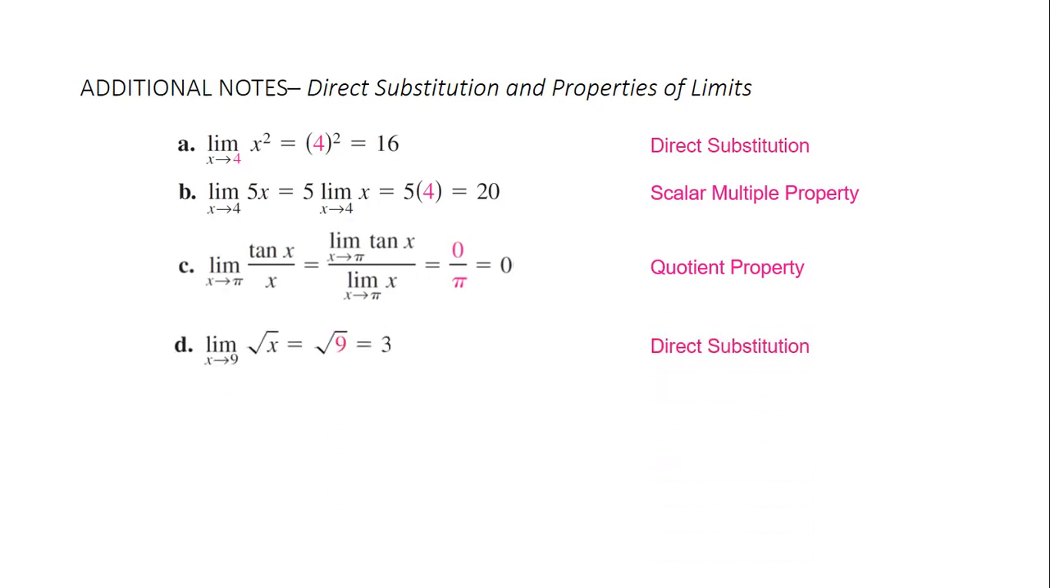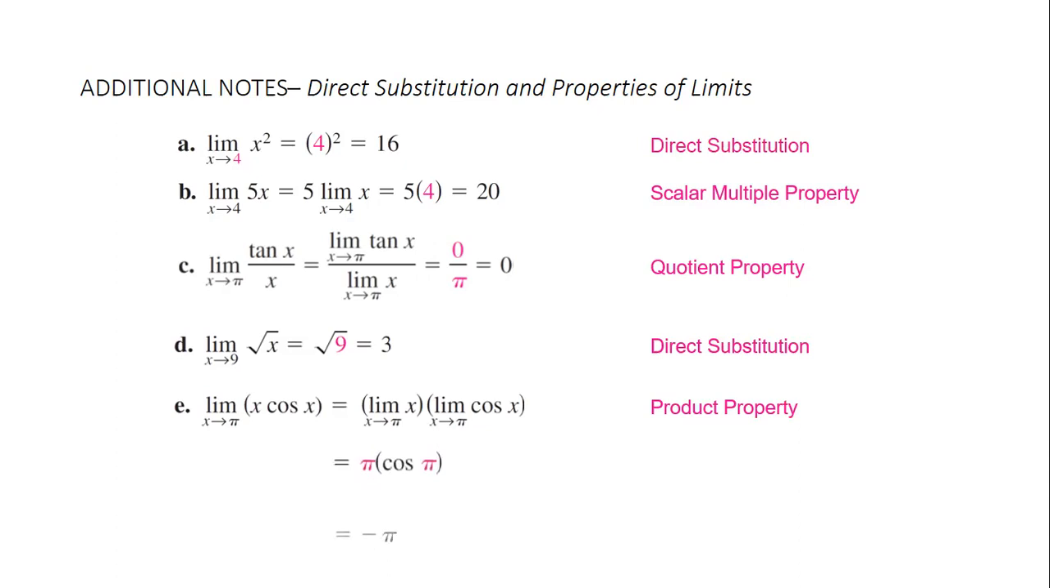Here's another radical. Simple, straightforward. Radical is going to lead us to direct substitution. All right, another example with trig, and a product. So this time you're going to take the limit of each factor. So I would take the limit of x and the limit of cosine x. The limit of x as x goes to pi is just going to be pi. What about cosine? What is the cosine of pi? Negative one. I almost had it. So we're going to end up with negative pi, right? So therefore our limit is negative pi.